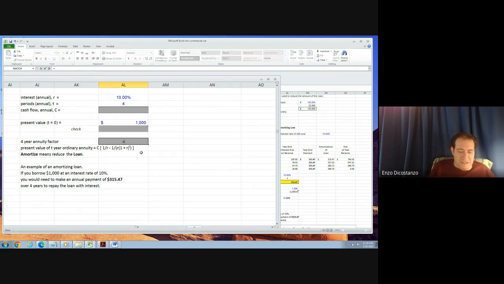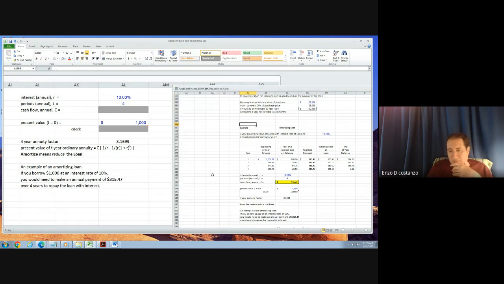So this is equal to parenthesis 1 divided by that rate, for 4 years. Okay, there's your factor.